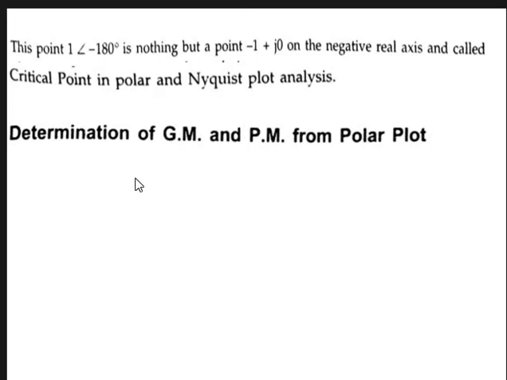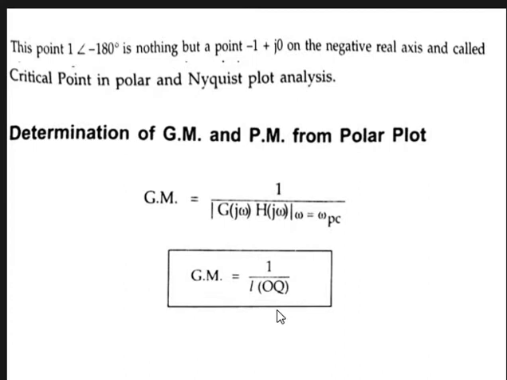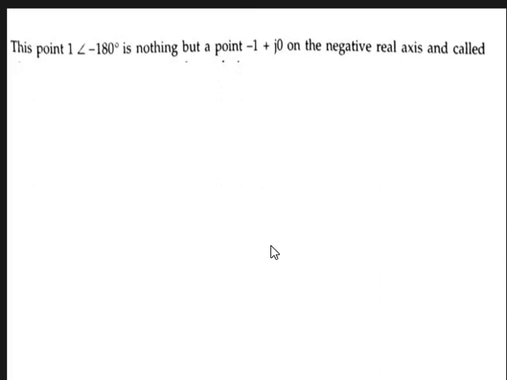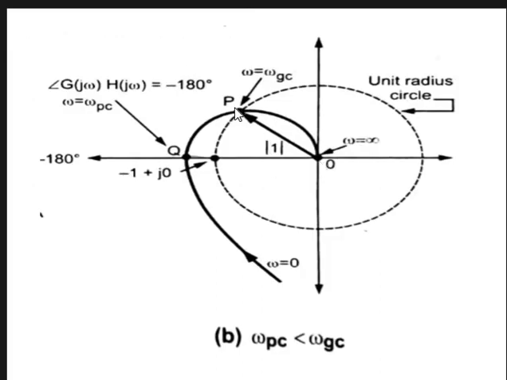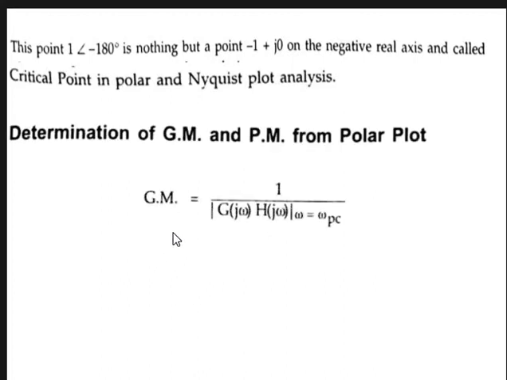Determination of gain and phase margins in polar plot. This is the formula for gain margin. Gain margin is equal to 1 by the magnitude of G of j omega and H of j omega at omega equal to omega PC. Simply, it can be written as GM equal to 1 by the length of 0Q. This is the 0 point and this is the Q point. The length between these two points is the gain margin GM.